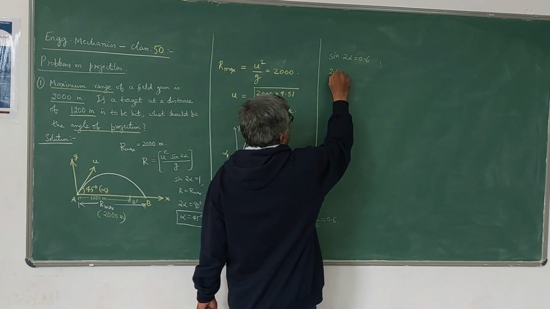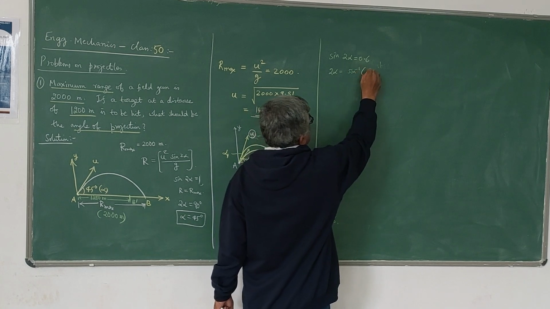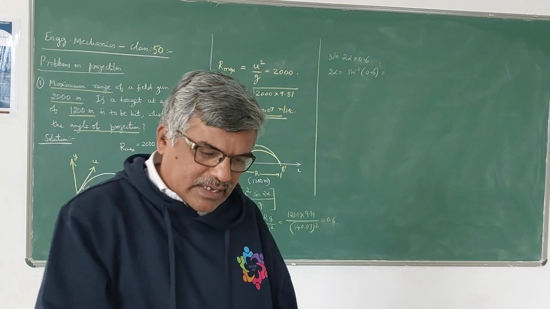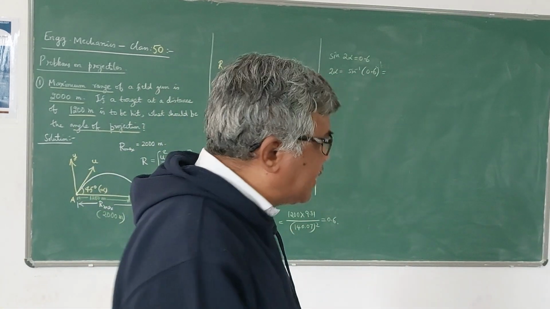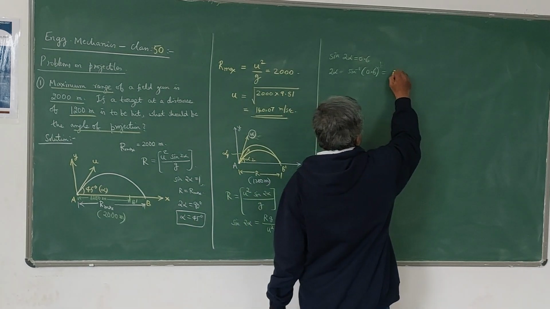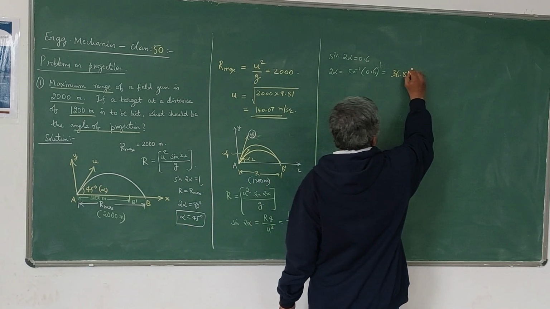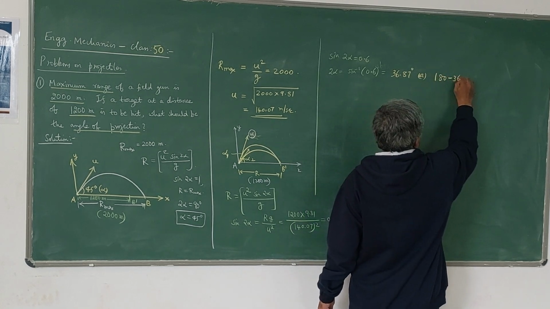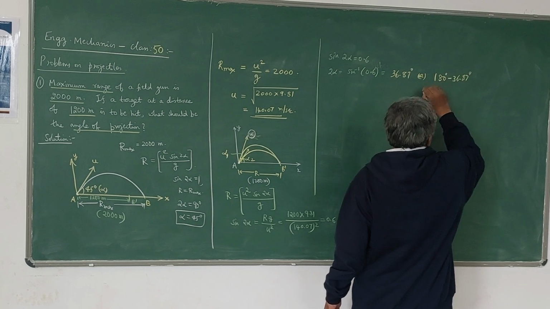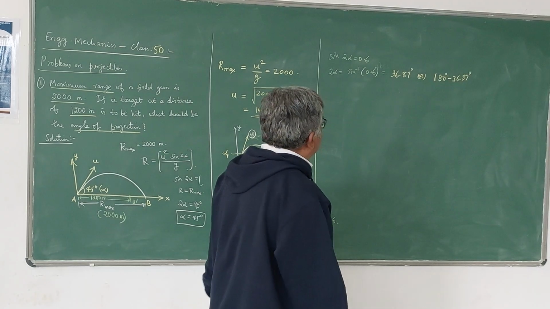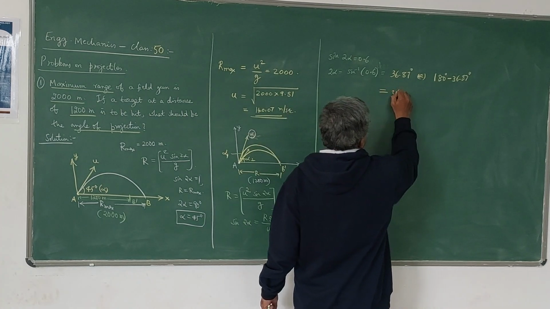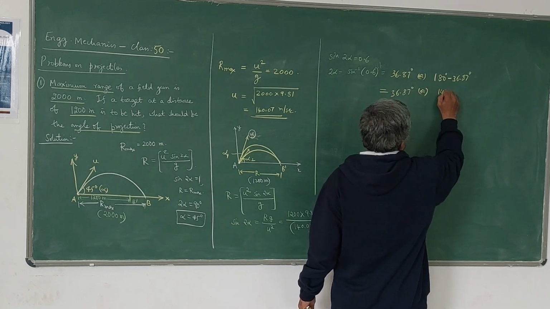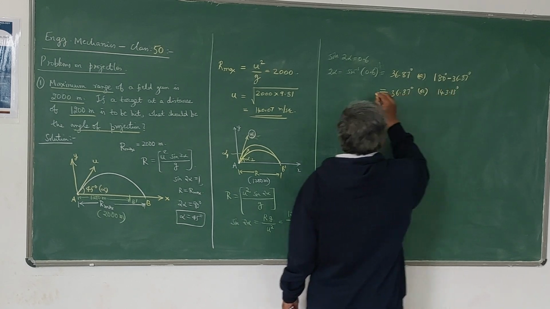So 2 alpha can be sin inverse of 0.6. So sin inverse of 0.6, you will have two values. One value is 36.87 degrees, or it is 180 minus 36.87 degrees. Because sin(180 minus theta) is also sin theta, you will be getting the answer as 36.87 degrees, or it can be projected with an angle of 143.13 degrees. This is 2 alpha.